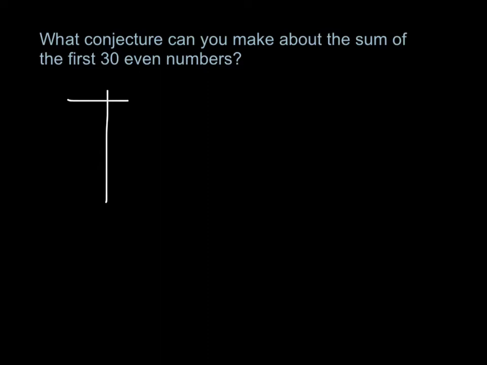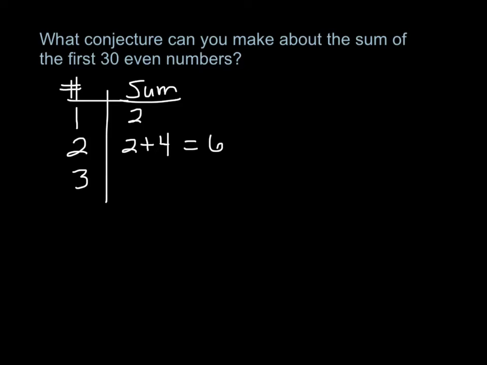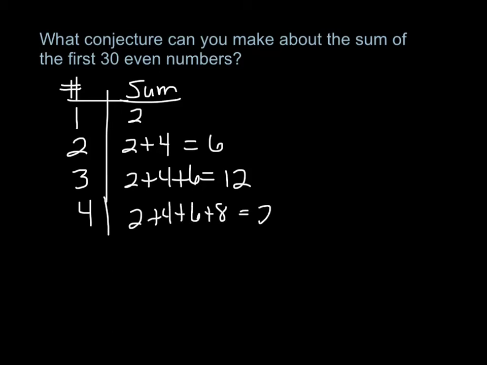So I'm just going to make a chart. This is going to be the number of terms. And since we're talking about the sum, we have to take the sum of those terms. If we have one term, that's 2. If we had 2 terms, it would be 2 plus 4, which gives us 6. If we had 3 terms, that's 2 plus 4 plus 6. We're adding even numbers. That gives us 12. 4 terms, 2 plus 4 plus 6 plus 8, gives us 20.